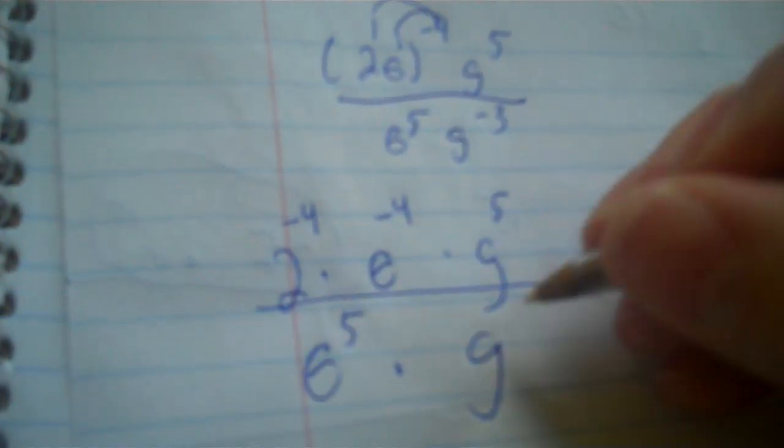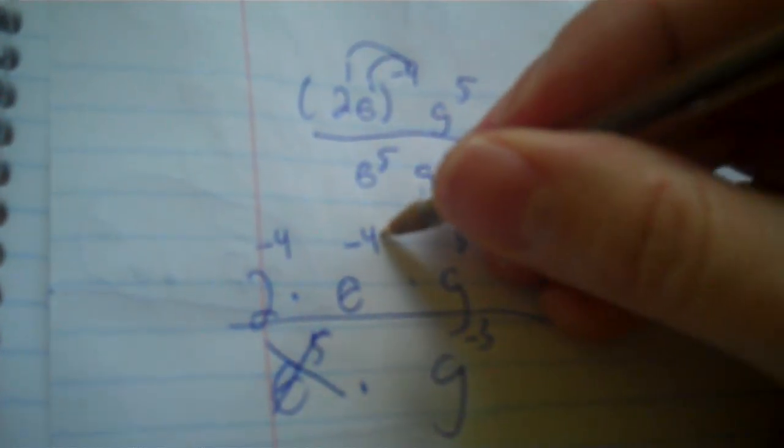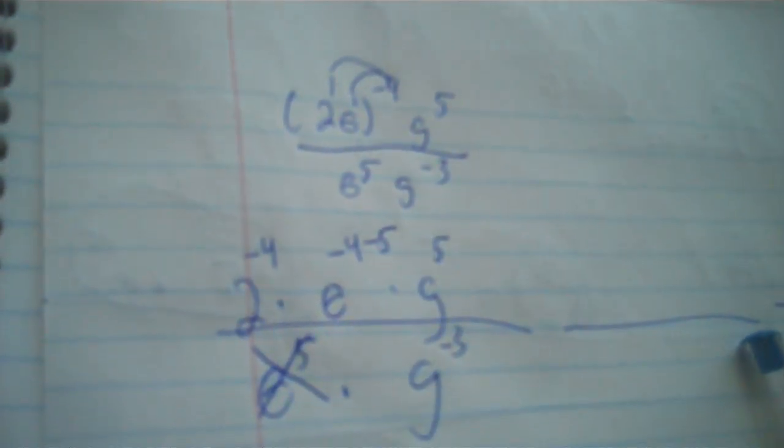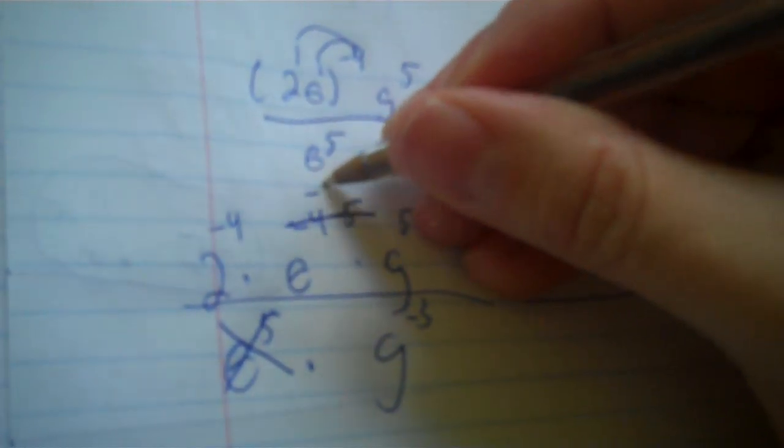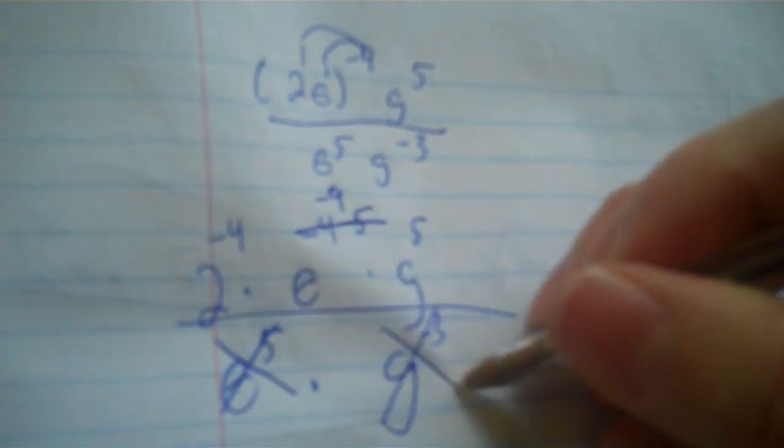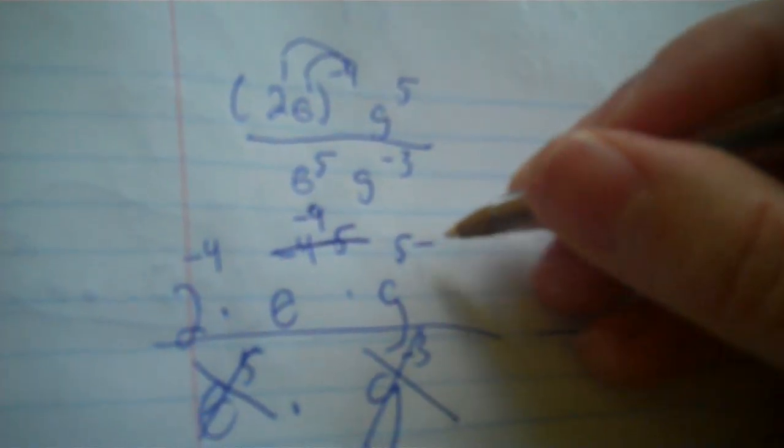Now we go to the bottom. We just have 5th and negative 3. Now you cross out the 5 and then minus 5. You're always minusing when you cross out. So negative 4 minus 5 is negative 9. And then get rid of that g, and you're going to minus, not 3, you're going to minus negative 3. Okay? 5 minus negative 3. Not 5 minus 3. You got to go 5 minus negative 3. That's 8.